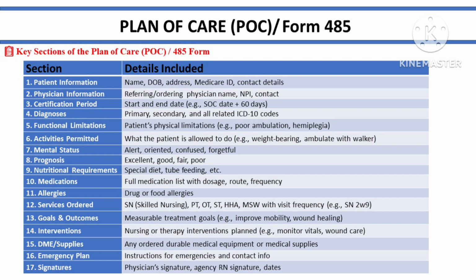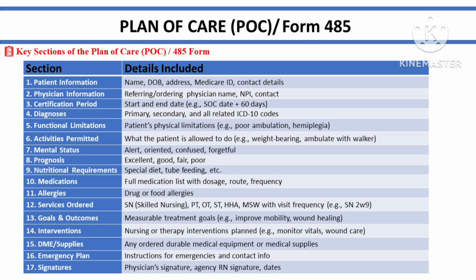In the nutritional requirements section, we have to document what type of diet the patient has been prescribed, like diagnosis-specific diet, mechanically altered diet or tube feeding. Medications section includes full medication list with dosage, route and frequency. Any drug or food allergies should be noted in allergies section.